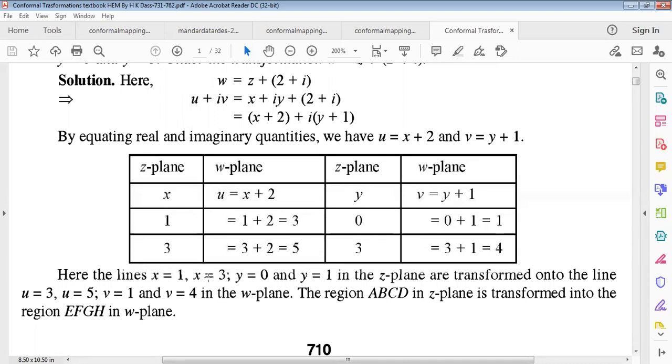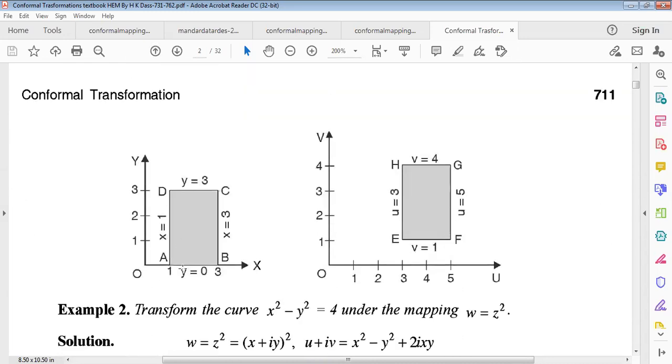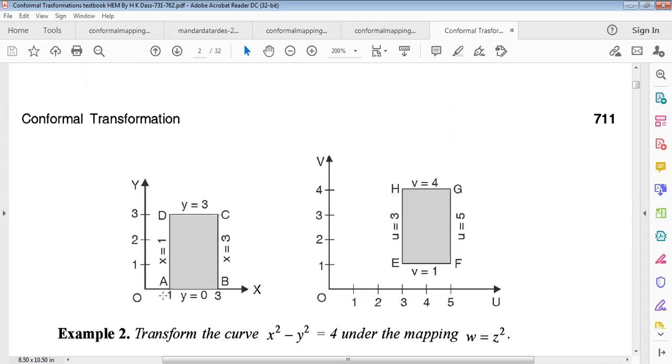So this is the input of the z plane, and this is the output in u and v, the w plane. The region A, B, C, D in the z plane is transformed into the region E, F, G, H in the w plane. How? Actually, this is the geometrical view for this example. This is the origin, and y equals 1, 2, 3, and x equals 1, 3.